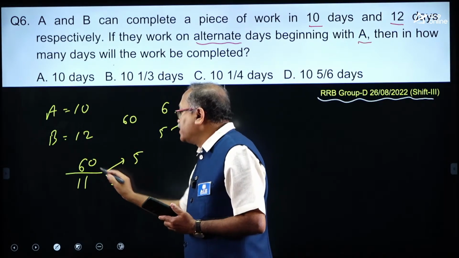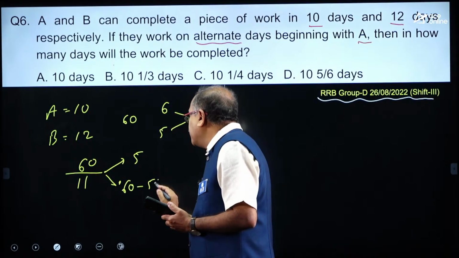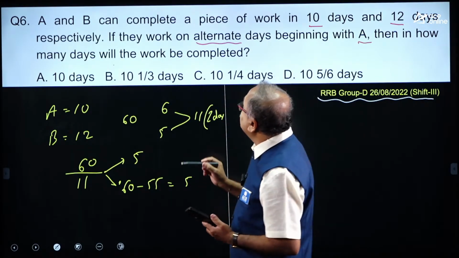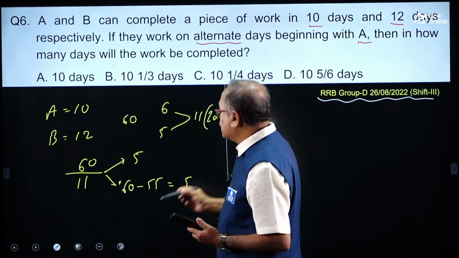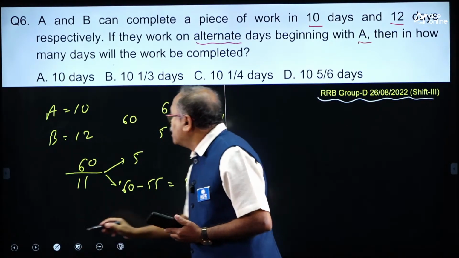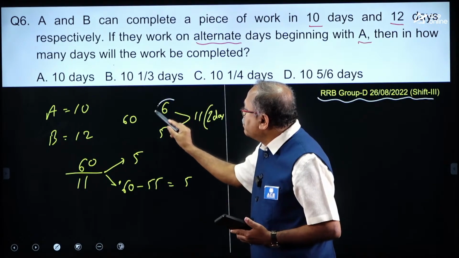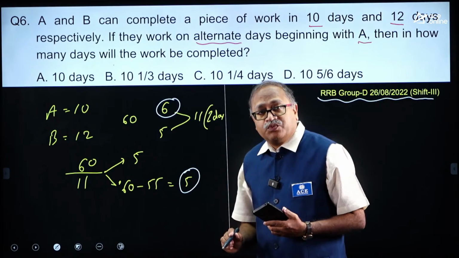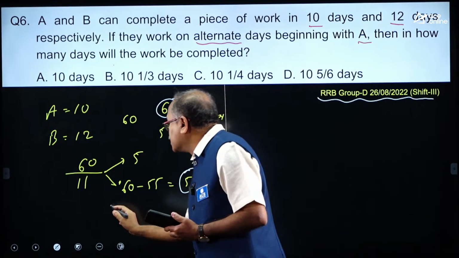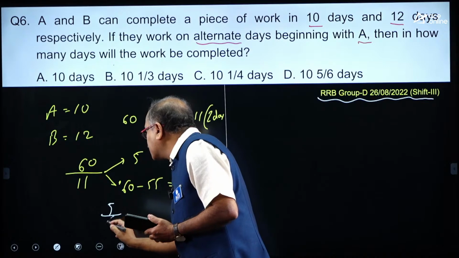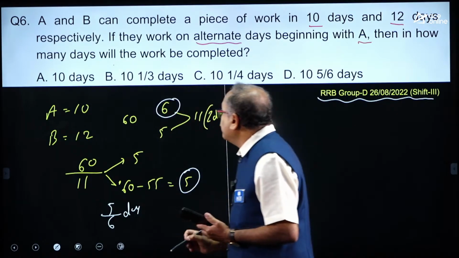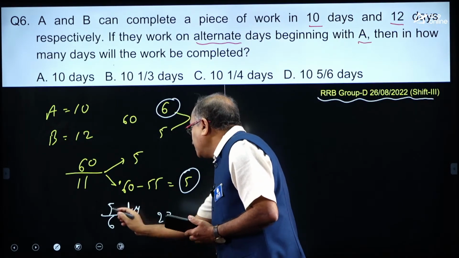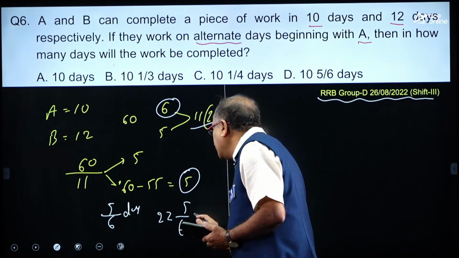How many units are left? 60 minus 55, I am getting 5 units left. And who will take up these 5 units? Who has started the work? A has started the work. Therefore, what does A complete per day? A completes 6 units per day. How many units are there to complete? 5 units more. So this is 5 by 6 days it will take. So what will be the total number of days? Here 11 into 2 is 22 and another 5 by 6 days.